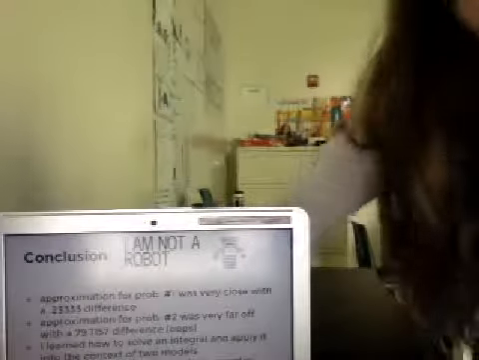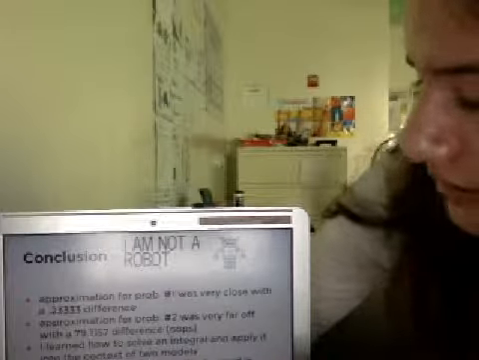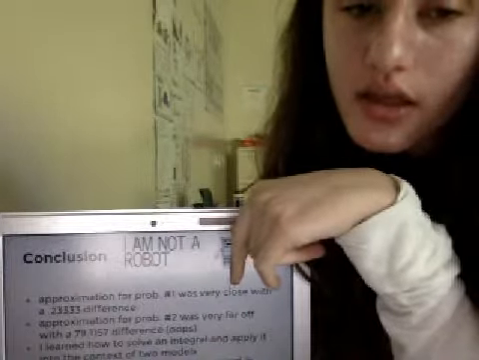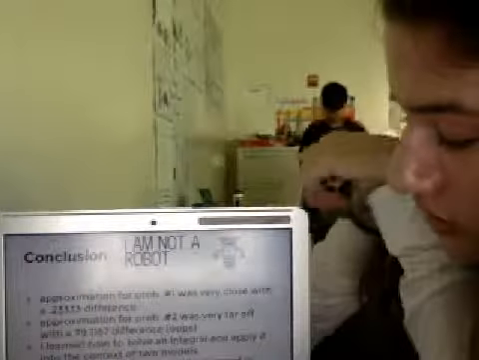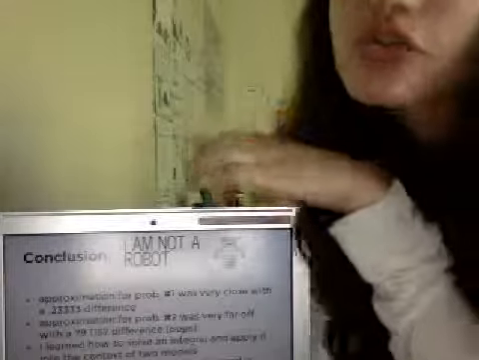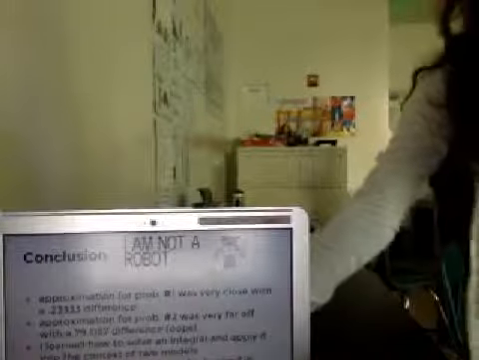Okay, and my conclusion is that I am not a robot, so my model is not perfect. It should be. And there was a big significant difference between my volumes, and I learned how to solve an integral and apply it into the context of 2 models. Thank you.